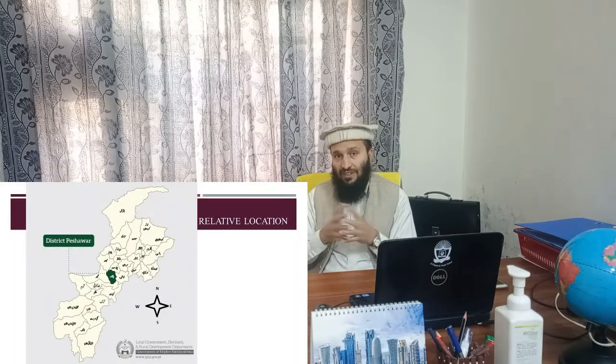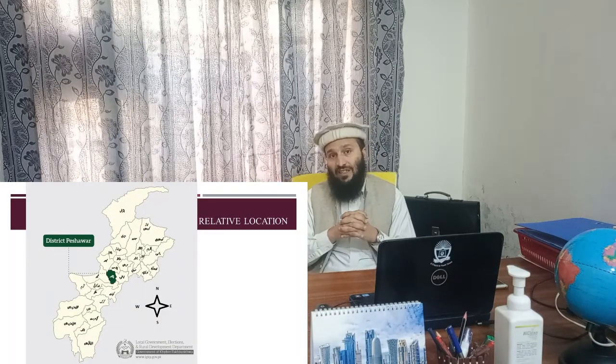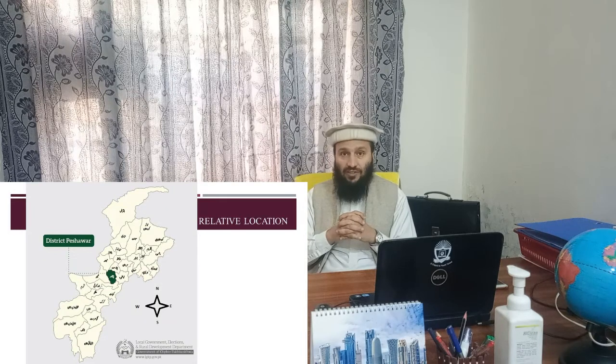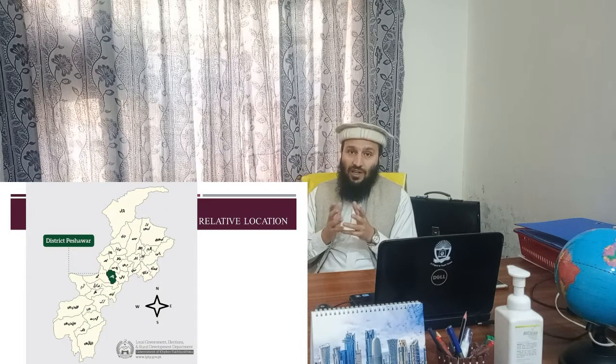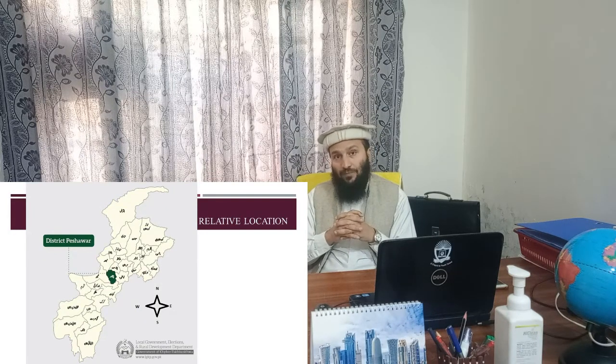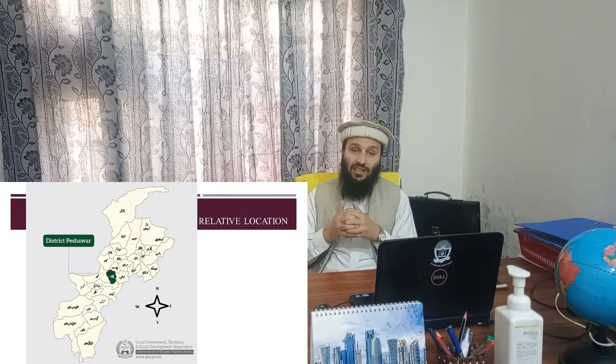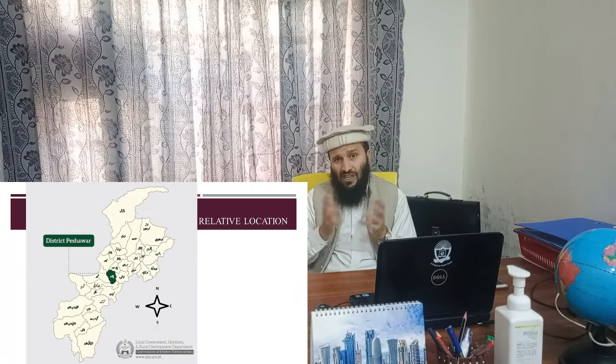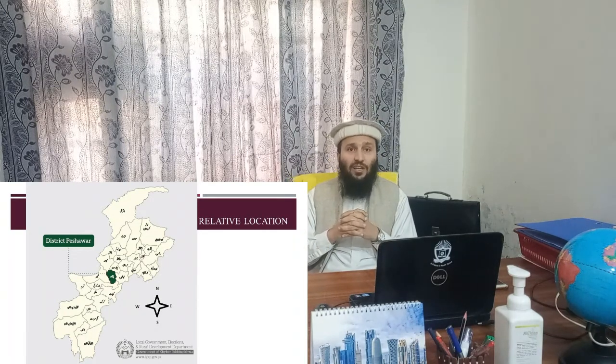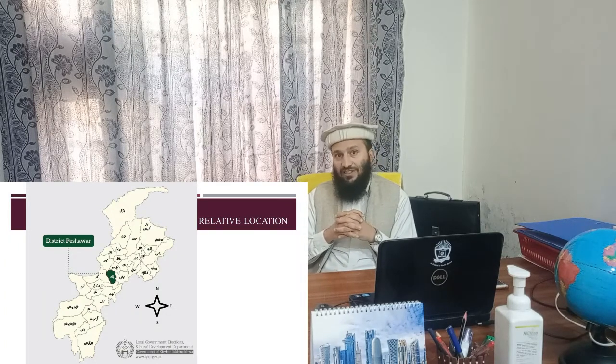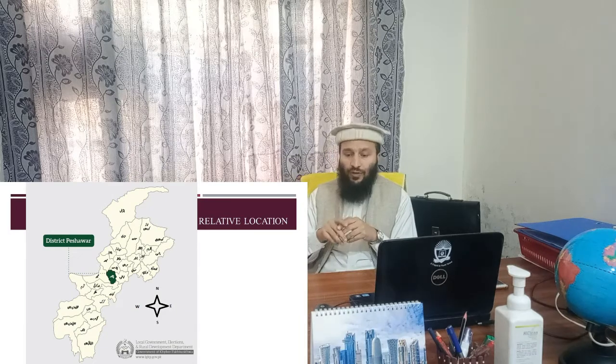The second method of giving the answer to the question where it is, is that of relative location. For example, if you are asking me where is Nowshera, I will tell you that it lies almost 40 kilometers east of district Peshawar and south of district Mardan. So when we describe the location of one place in relation to other places, this is known as relative location.